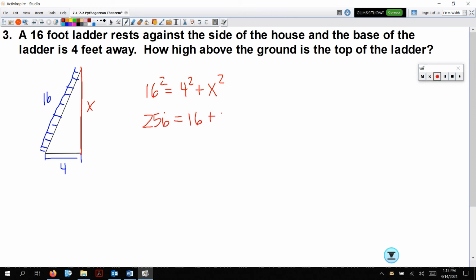16 plus x squared. We subtract the 16 here, and I get 240.